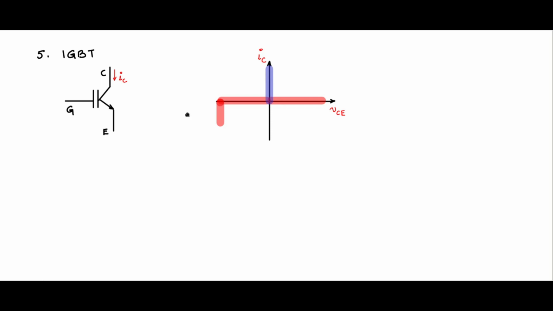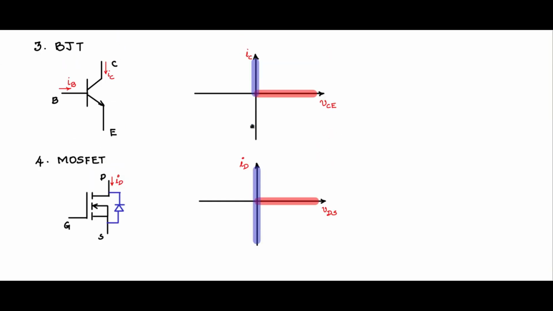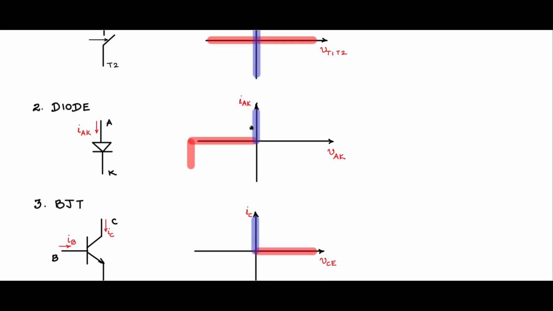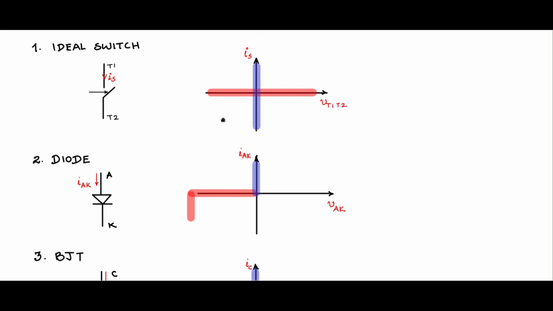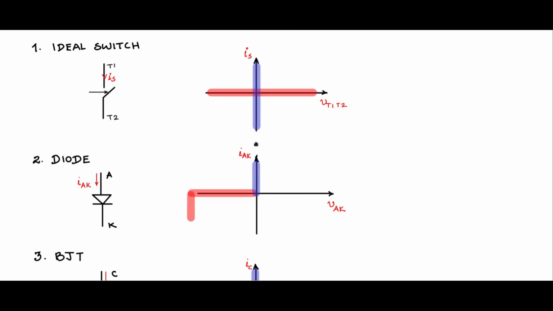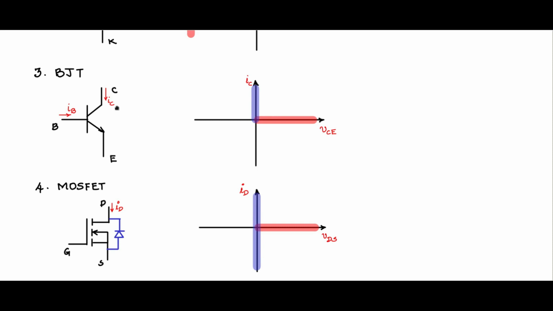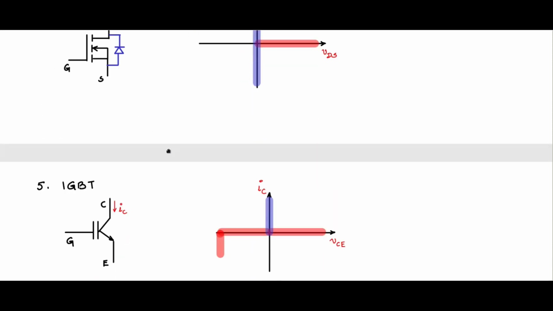In this way, you can obtain the IV characteristic of the various devices, get a visualization of the operating pattern of the devices, and this can be used as a comparison tool with the ideal switch as the benchmark. This also gives us an idea of where to use which particular device in a circuit, where to use the diode, where to use the control switch. In most cases, wherever you are able to use the BJT, you will be able to use the MOSFET and the IGBT also.